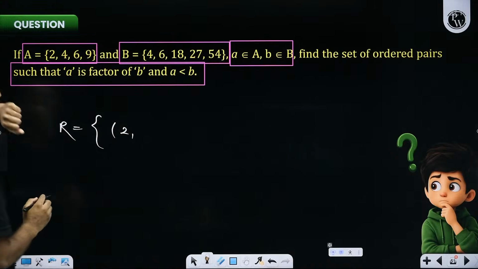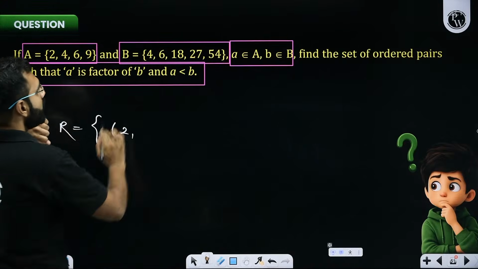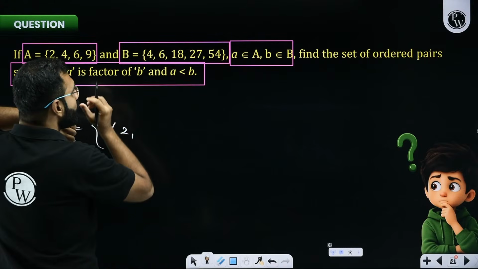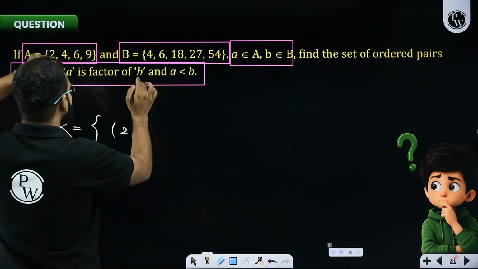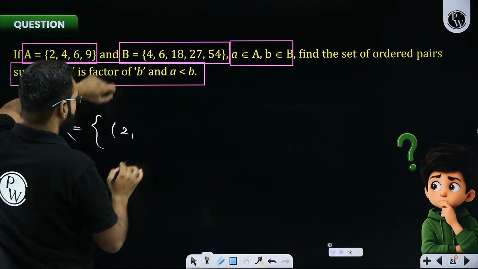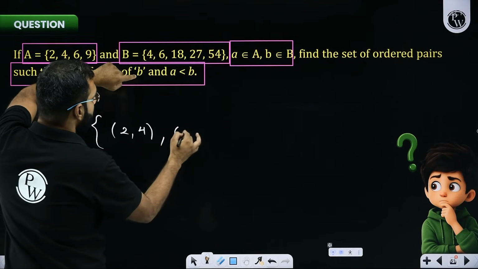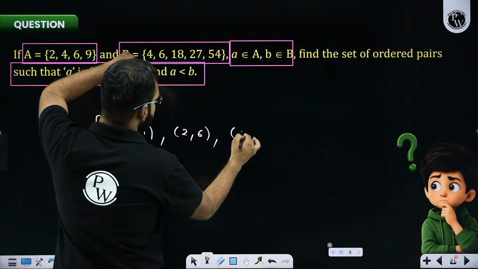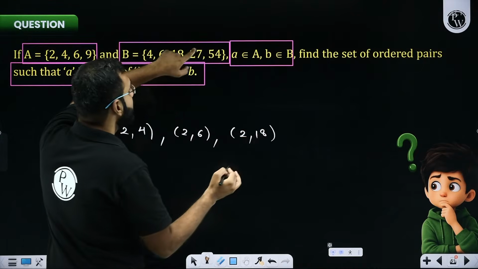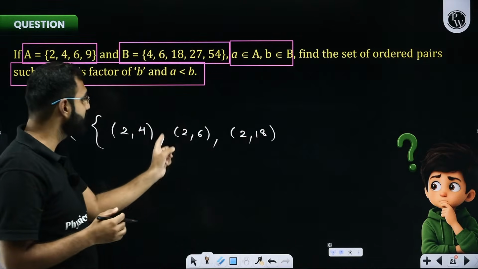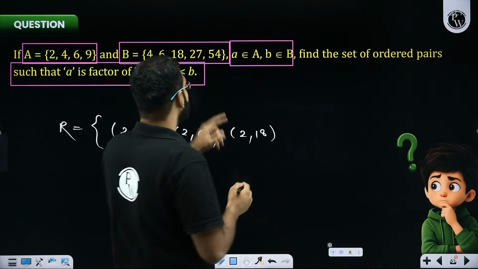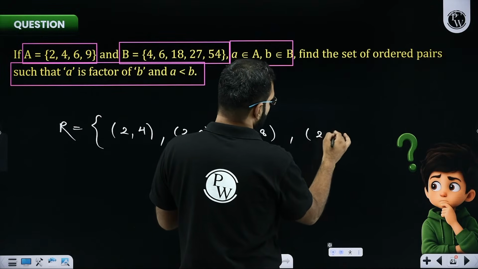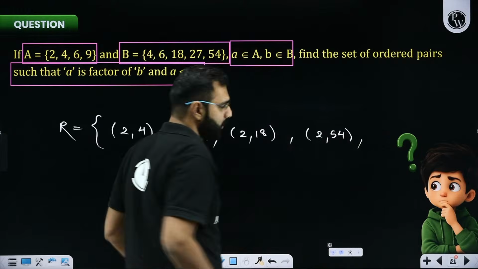So if I take a as 2, a is less than b. So b can be 4, 6, 18, 27, 54. No, b should be divisible by a because a is a factor of b. So b could be 4. Yes. b could be 6. Yes. b could be 18. Yes. Can I take b as 27? No, because 27 is not divisible by 2. Can I take b as 54? Yes. So first of all, these ordered pairs I'll take.